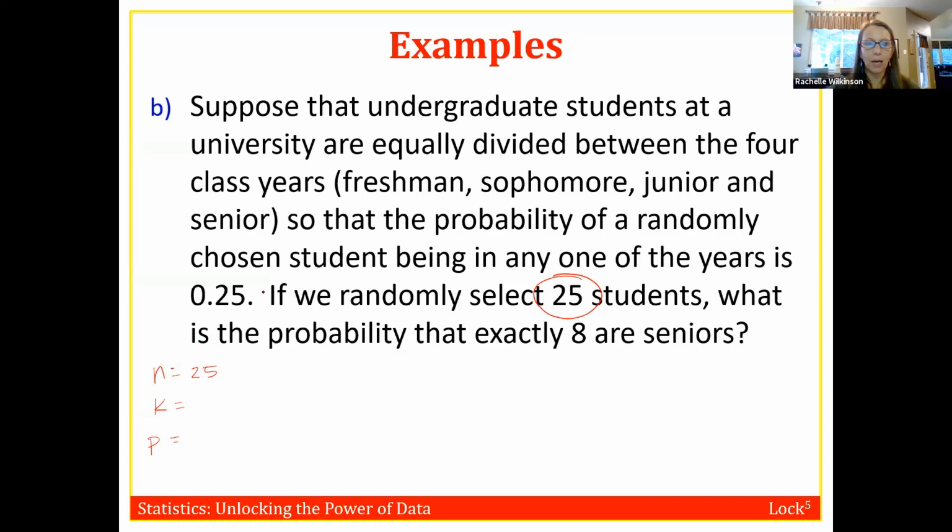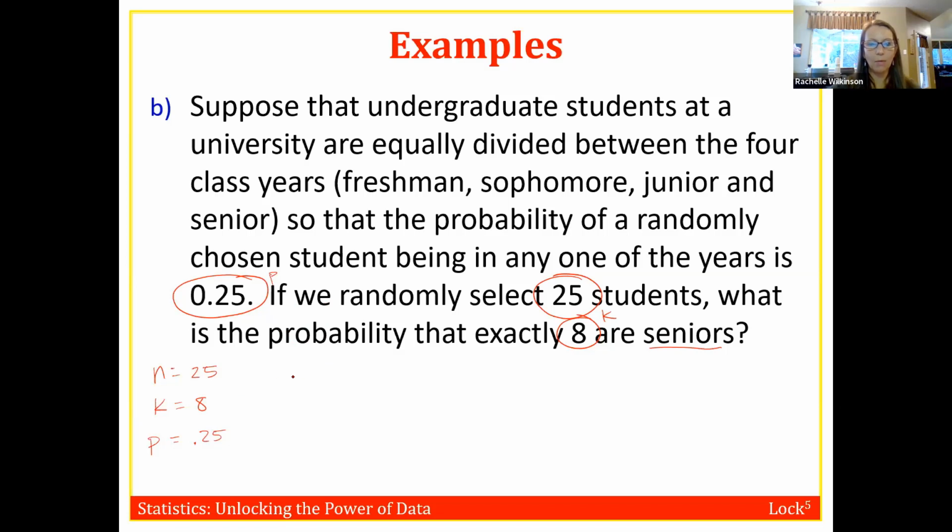That might help. K is going to be the number of successes. So in this case, a senior is a success. So K is going to be 8. And then the probability of any of the years is 0.25. So the probability of a senior is going to be 0.25. So that's going to be my P.